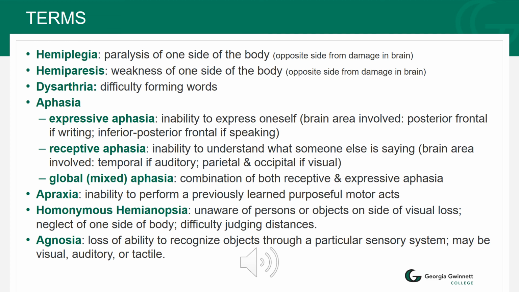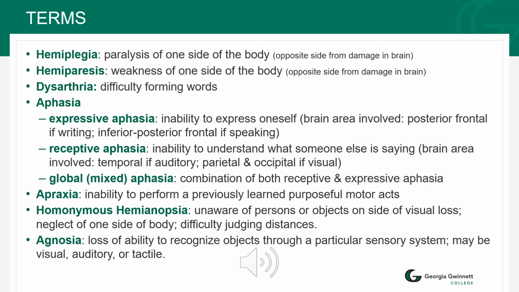You need to know and understand these terms as they relate to the exemplar of strokes. Hemiplegia is paralysis of one side of the body, and that can be the face, the arm, the leg, or all of the above. And again, remember, that's the opposite side from the damage in the brain. Hemiparesis is weakness of one side of the body, opposite side from the damage in the brain. Dysarthria is difficulty in articulating or forming words. Aphasia is inability to express oneself or to understand language.